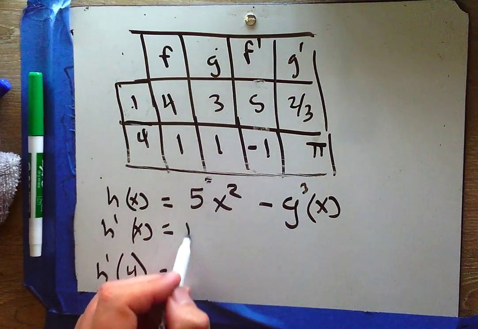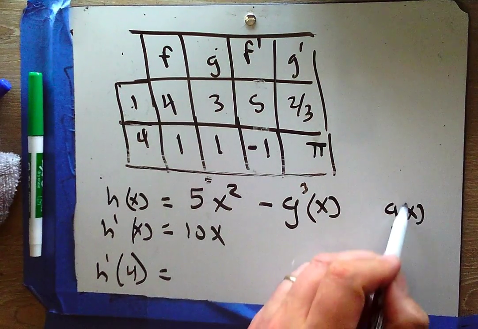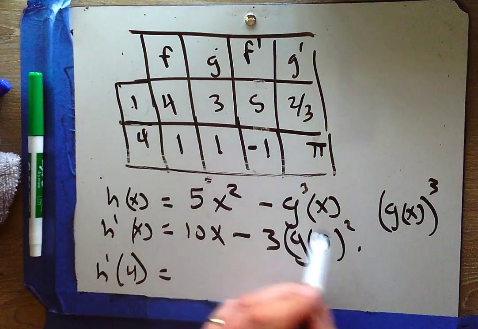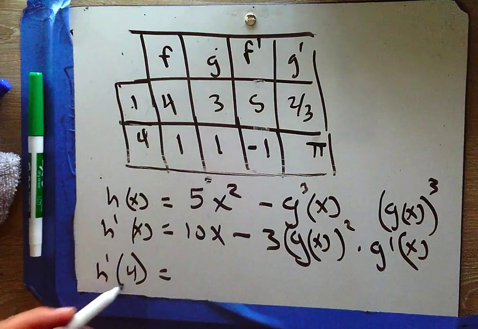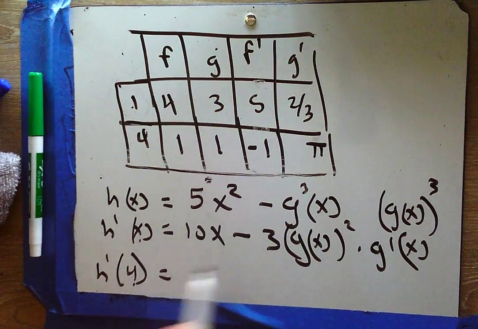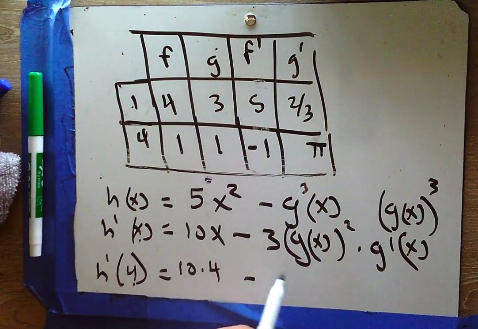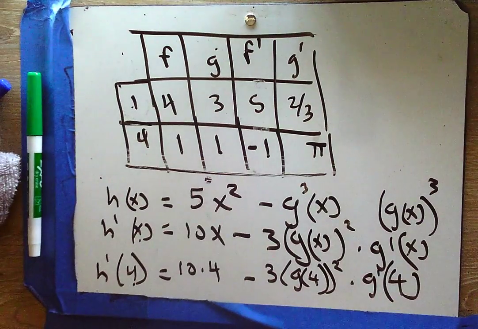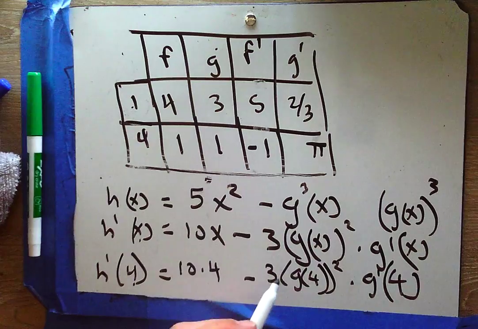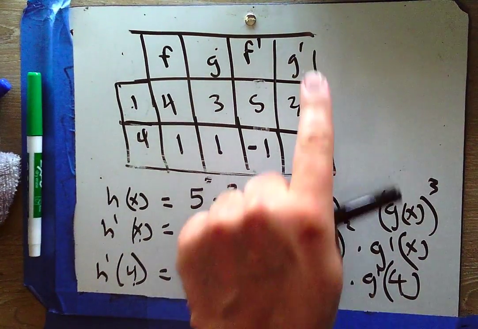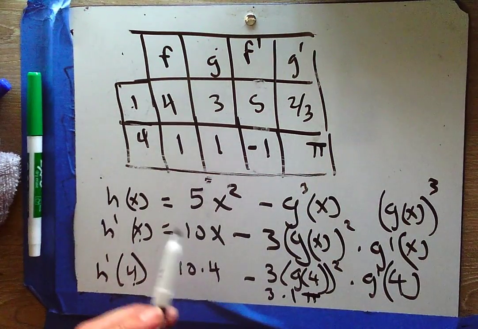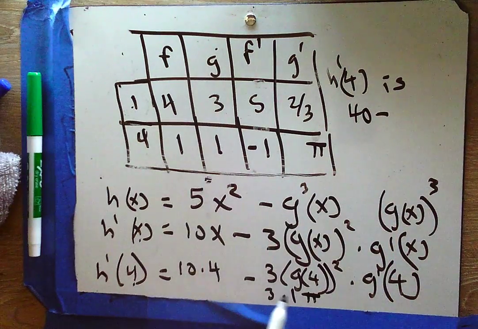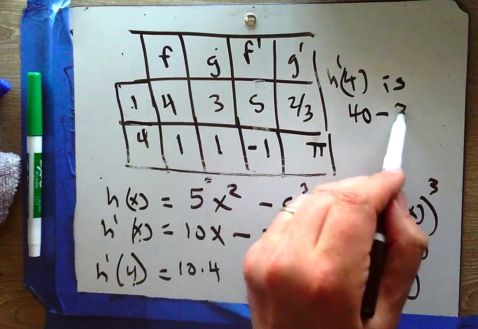Welcome back. So the derivative of this is going to be 10x. And now here, remember that this is g of x inside that cubic function, minus 3 g of x squared times the derivative of that inside function, g prime. If I want to find h prime of 4, I'm replacing x's with 4's. So I'm going to have 10 times 4 minus 3 times g of 4 squared times g prime of 4. Well, g of 4 is 1, so I'm going to have 3 times 1 times g prime of 4. G prime of 4 is pi. So my answer is h prime of 4 is 40 minus 3 pi.